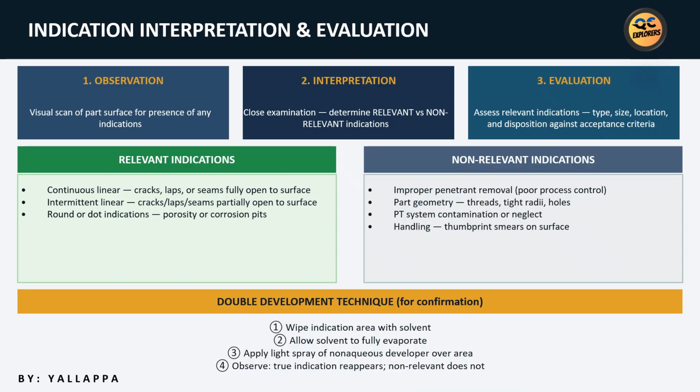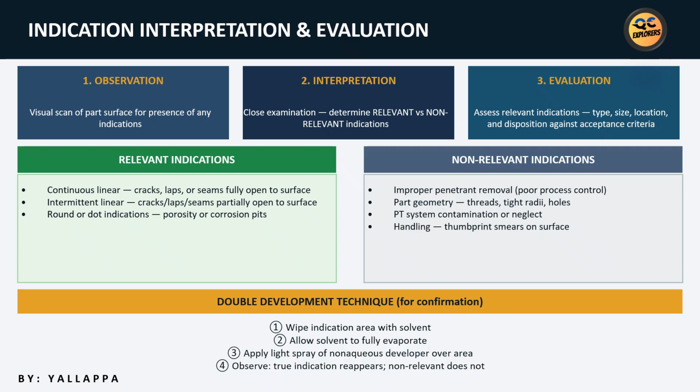Now we come to one of the most important practical inspection areas in PT: indication, interpretation, and evaluation. And this is where real inspector skill becomes critical. The first step: observation. This simply means scanning the part surface for indications. The second step: interpretation. Now this means determining whether the indication is relevant or non-relevant. And finally, evaluation. This means comparing relevant indications against the applicable acceptance criteria.